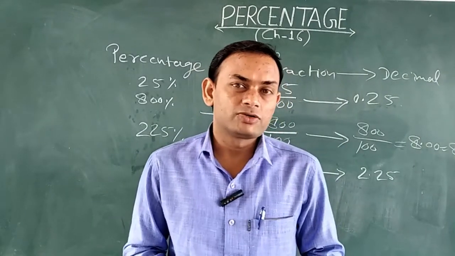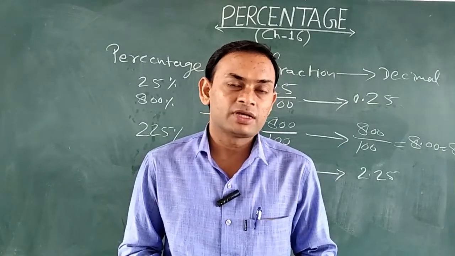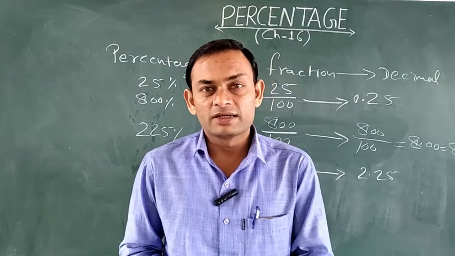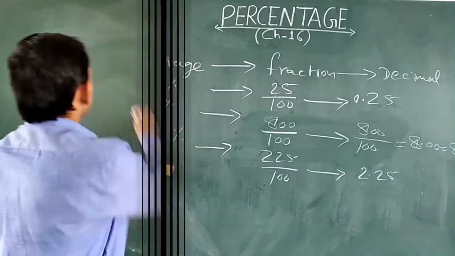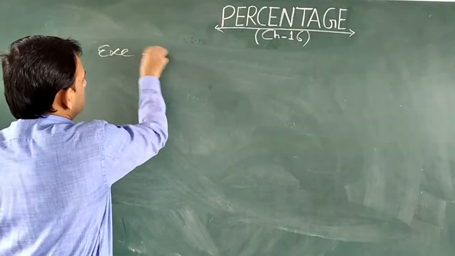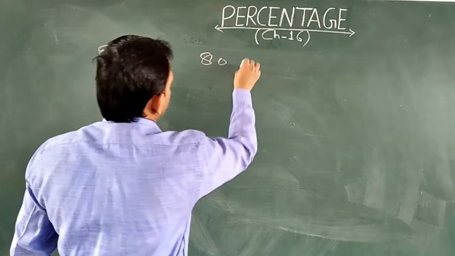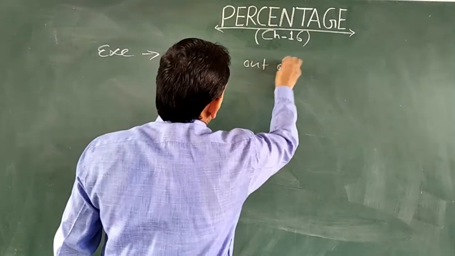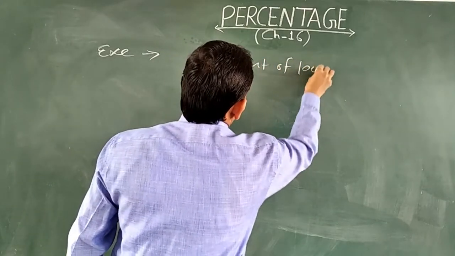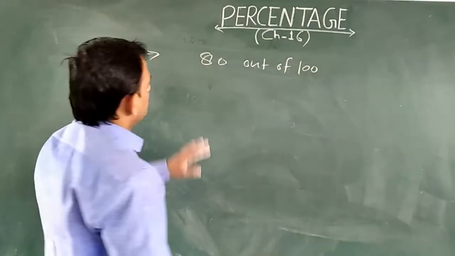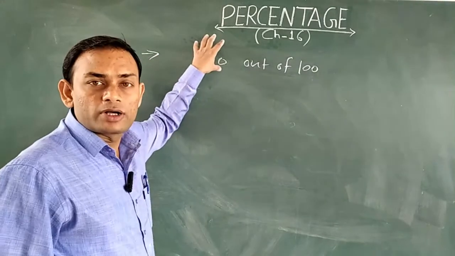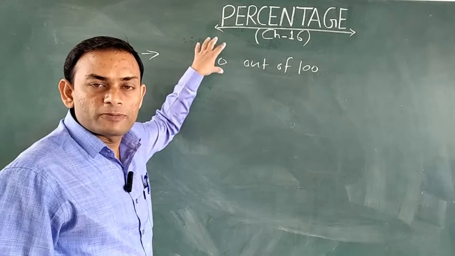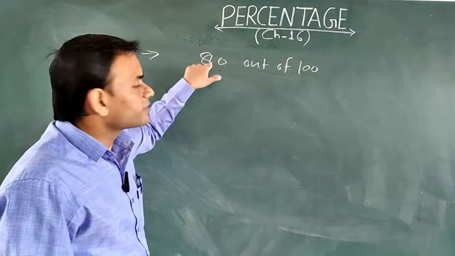Now I am telling you some basic questions which can be asked in the examination and which are also given in the exercise of this chapter. For example, suppose you have got 80 marks out of 100. Okay. So the main thing is that you have got 80 marks and you have to find the percentage of 80.